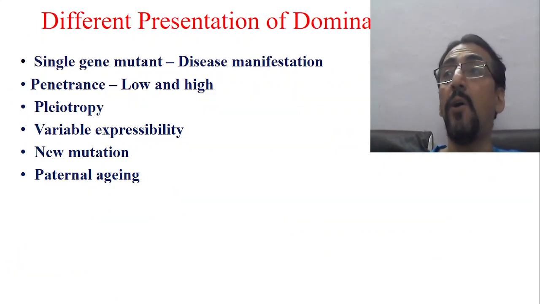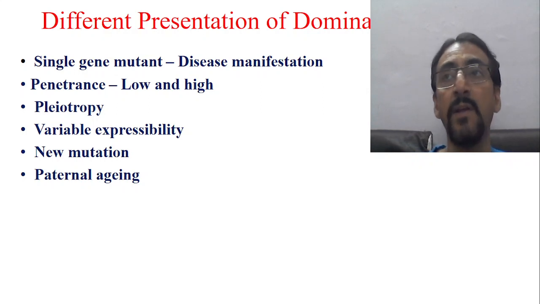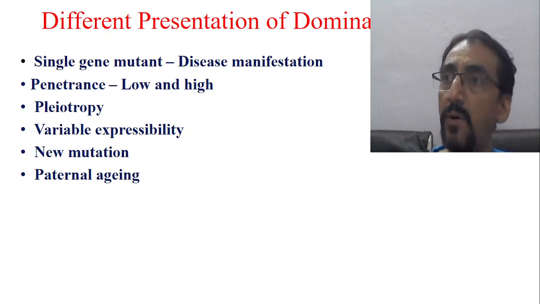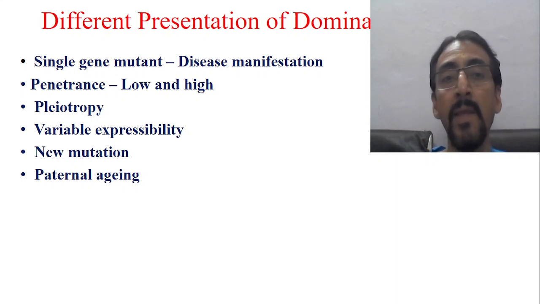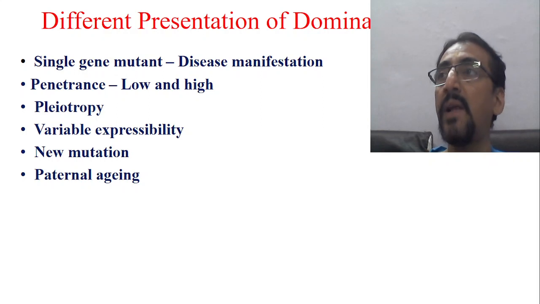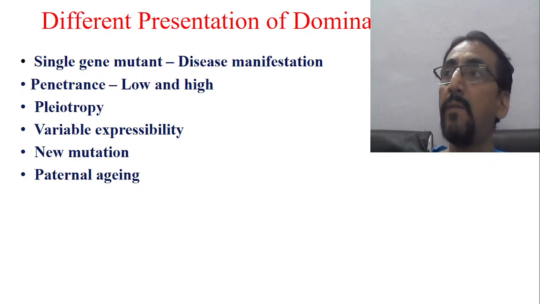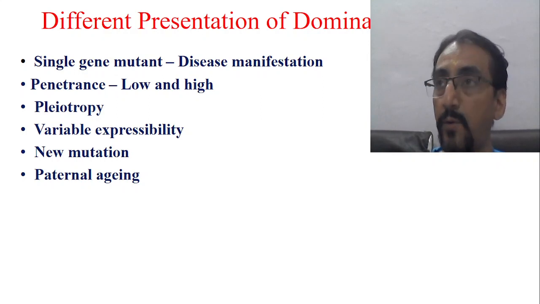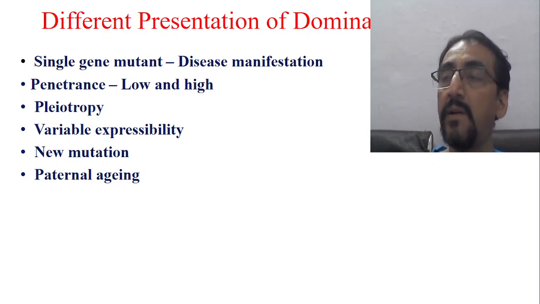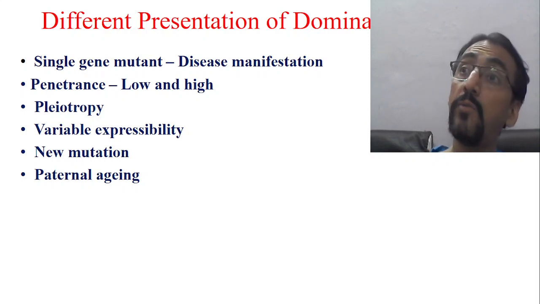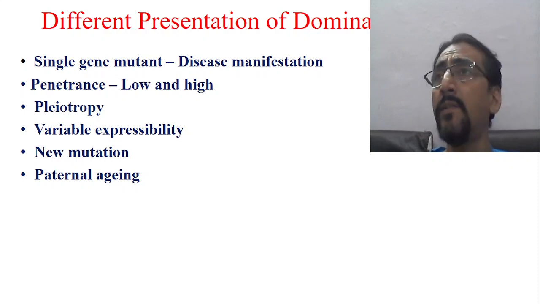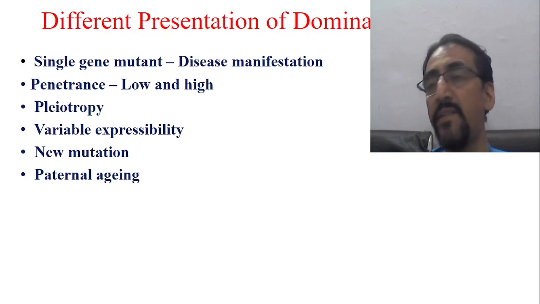Now first see the dominant traits. If you see the inheritance of the dominant disorders, maybe autosomal or maybe sex chromosomal, then we find some important aspects. You can consider this as different presentations of the dominant trait. Suppose in a person the dominant trait disorders are coming, what are all the different possibilities they can manifest? Number one, a single gene is mutant and there is a disease manifestation.